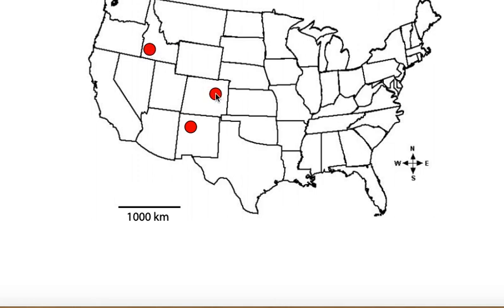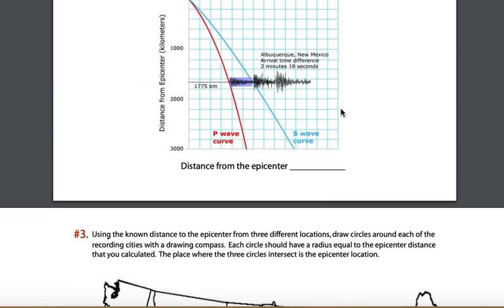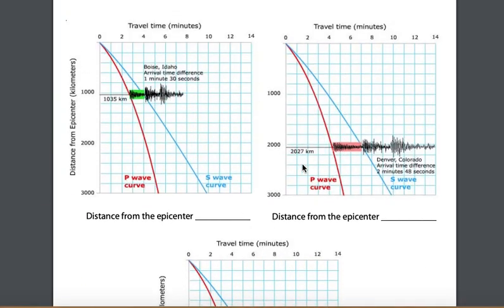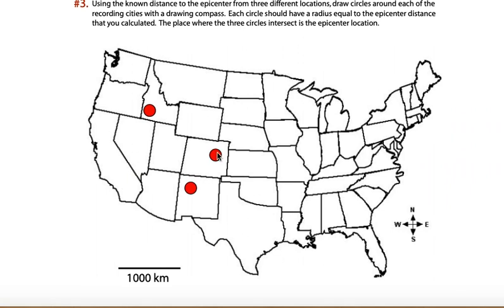Then you're going to do a circle that matches the distance here for Denver, Colorado. You're going to do a circle outwards from there, and then you're going to do that from Albuquerque. You're going to find where those three circles intersect, and that is the epicenter of the earthquake. That's all you have to do for this assignment, just to show how you can use three circles to determine the epicenter of an earthquake.